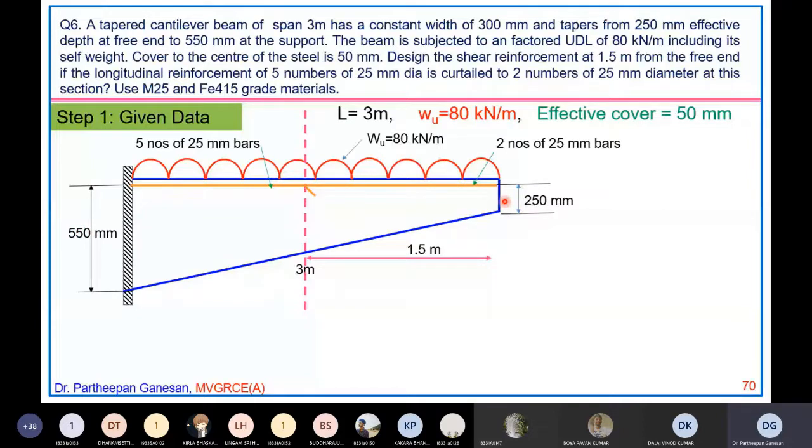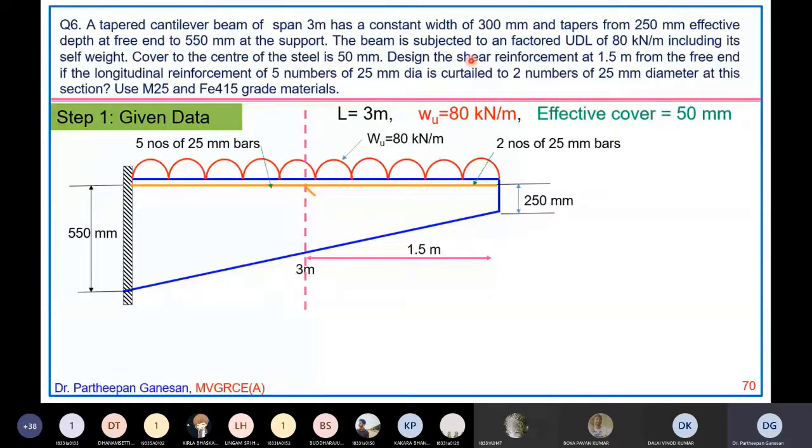Okay, so it is a tapered cantilever beam. Total is 3 meter span. At the free end, you have a 250 mm effective depth. At the fixed end, you have 550 mm effective depth as per the given statement. The beam is subjected to UDL of 80 kN per meter. That is a total UDL intensity. And the cover is 50 mm given, that is okay.